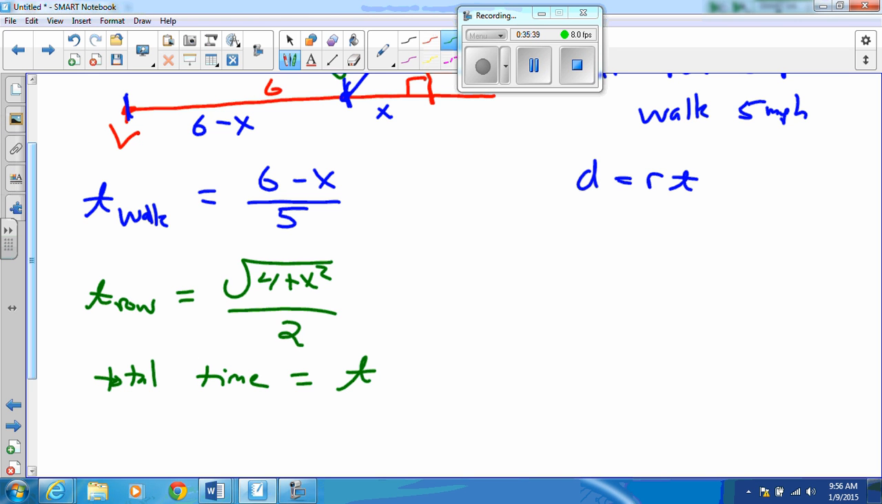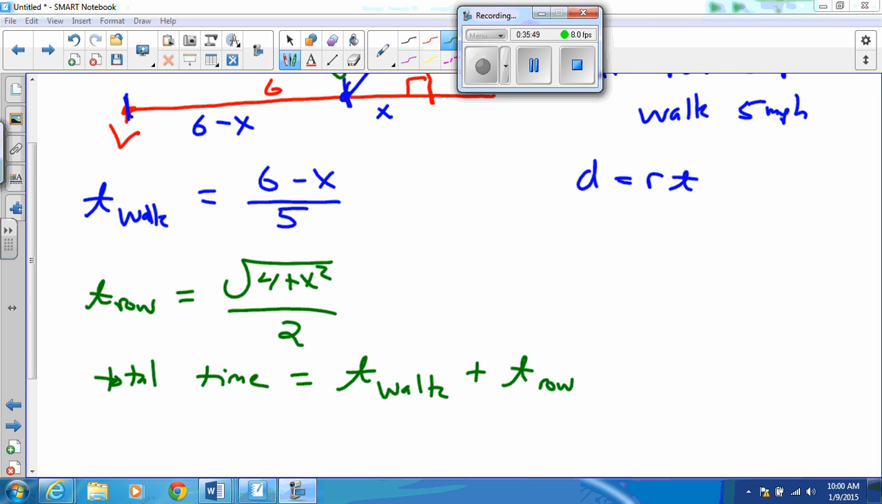Her total time is going to be what? Answer this question before you go. That's right. Time to walk plus time to run.